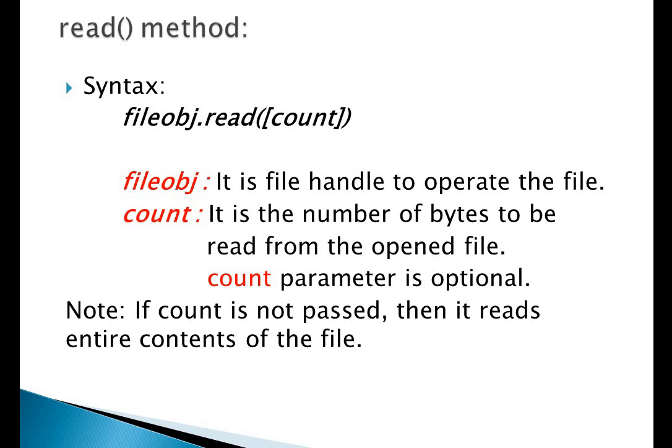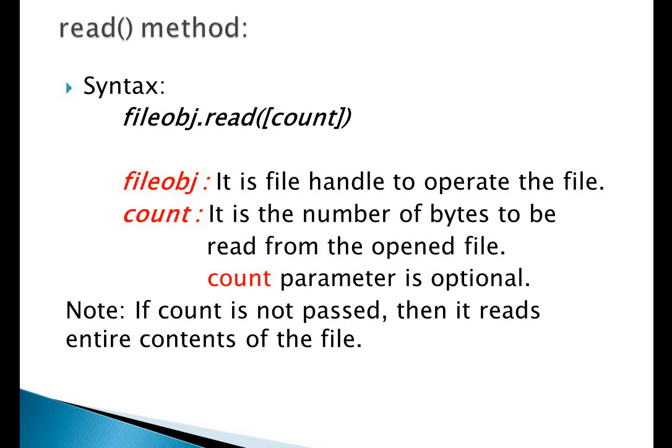As it is the method, it should be called using object. The type of the object is file. So using file object, we will call read method. This read method has two versions. First version that accepts nothing, and second version that accepts value for count argument. See here, the count argument is optional.